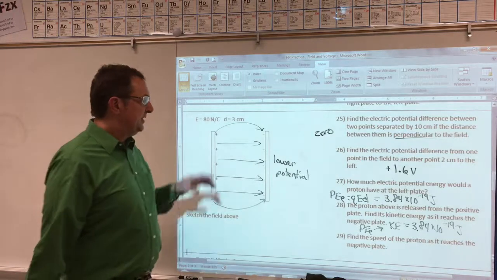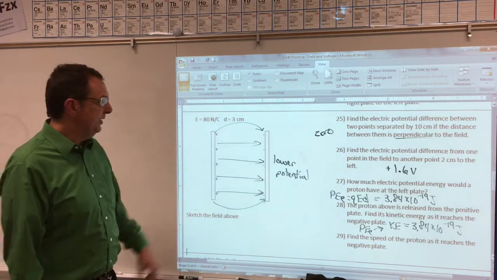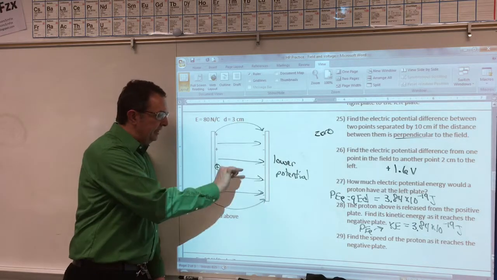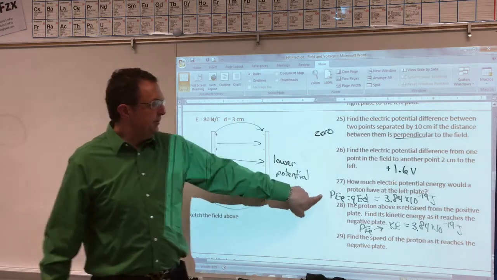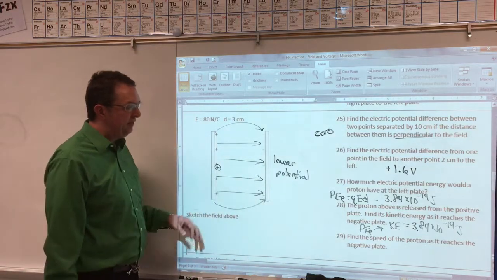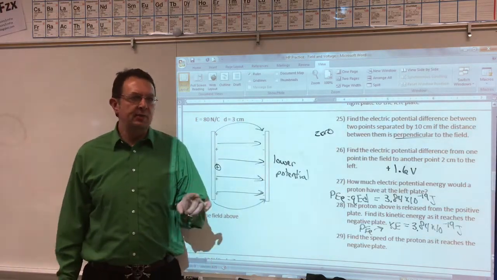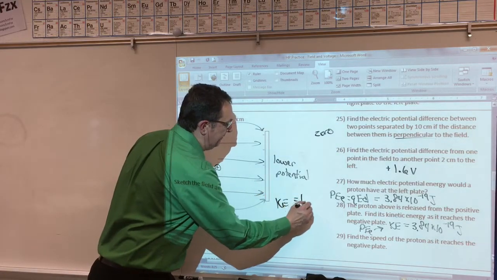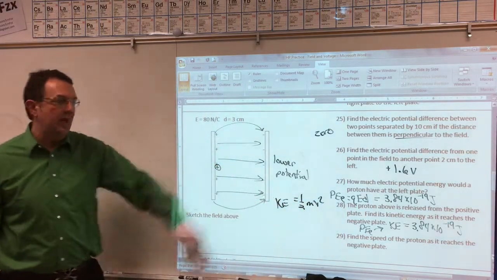And now we need to find the speed of a proton as it reaches the negative plate. So the proton starts out over here, is released, and speeds up. The electric potential energy turns into kinetic energy, and that kinetic energy we can use to find the velocity. Now, that's not an equation from this chapter. We go back to kinetic energy is 1/2 mv squared and solve for that v.